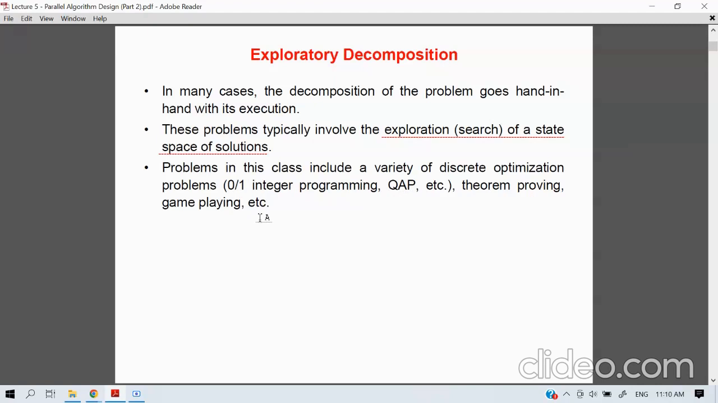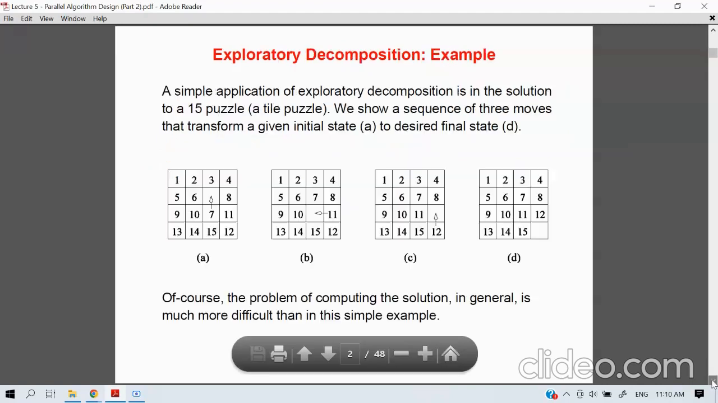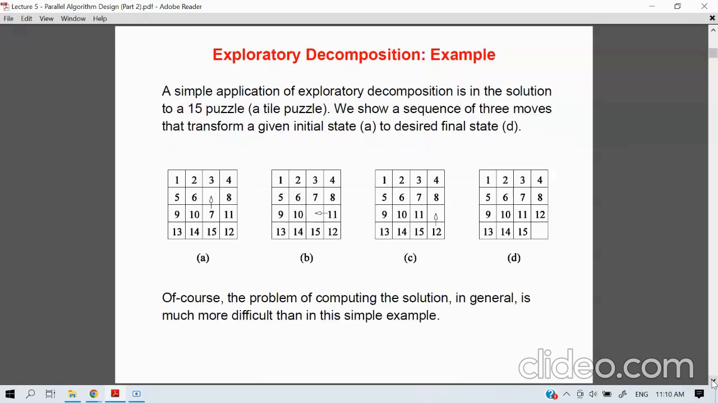It means we need to try and error, or search, on how to solve the problem, or in this case on how to decompose the problem into several subproblems or subtasks. That's why it is called exploratory decomposition. So this is an example.